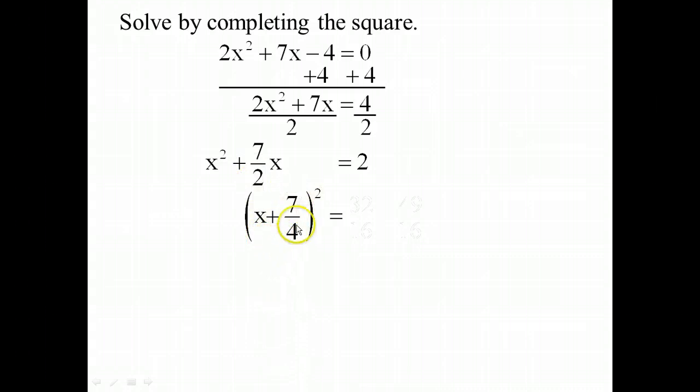Square of 7 over 4. What is 7 over 4 times 7 over 4? 49 over 16. That's what we add to both sides. Both sides.